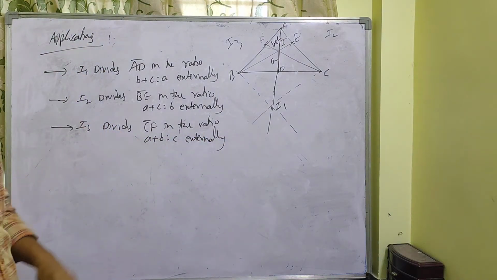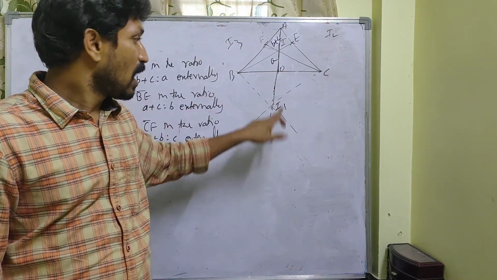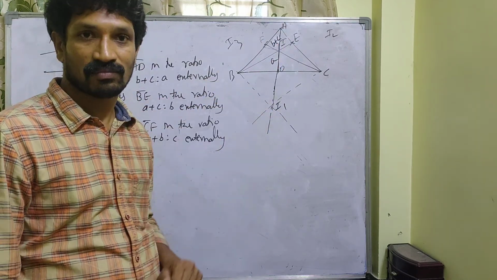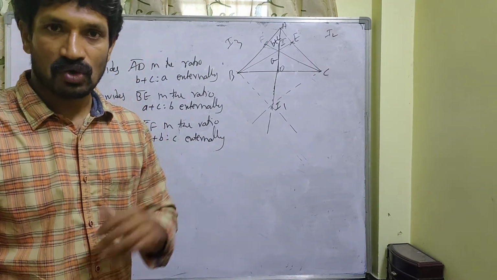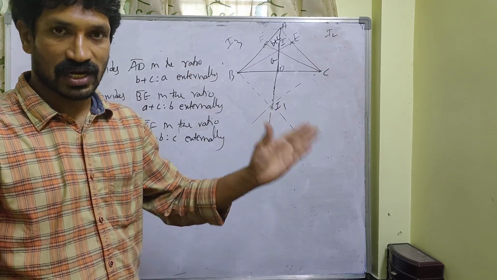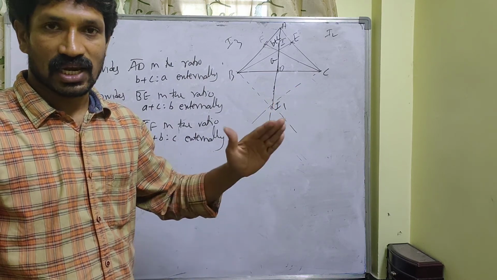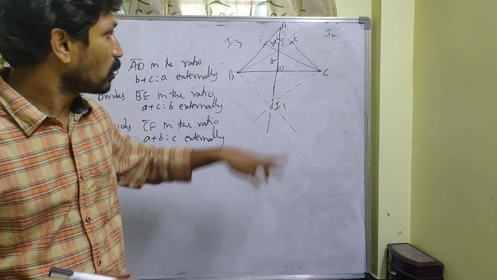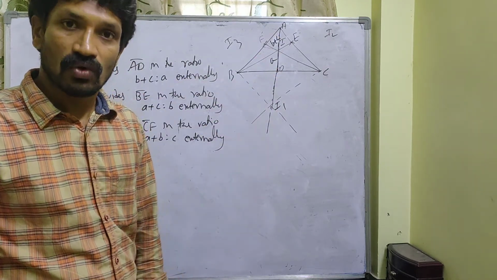You just conclude one thing here. I divides AD in the ratio b plus c is to a internally. I1 divides AD in the ratio b plus c is to a externally. So what is the harmonic conjugates definition? If P, Q are said to be harmonic conjugates, if P divides AB in the ratio m is to n internally, and Q divides the same AB in the ratio m is to n externally, then those two points P, Q are harmonic conjugates. So here I, I1 are harmonic conjugates with respect to A, D.